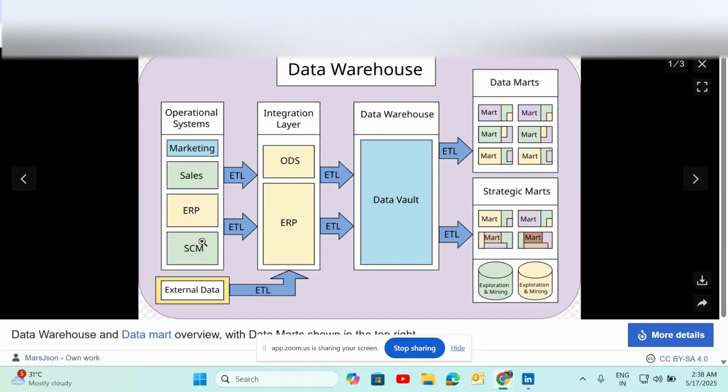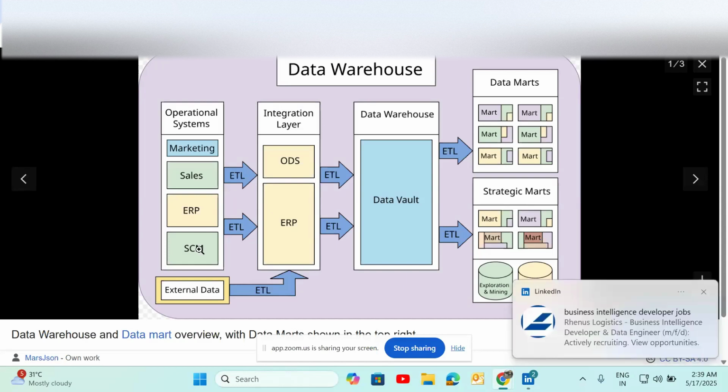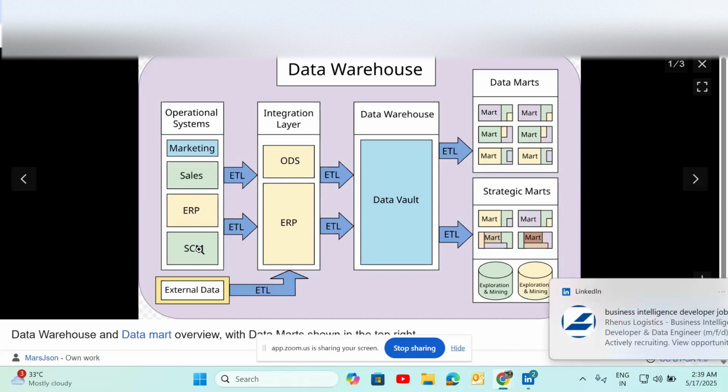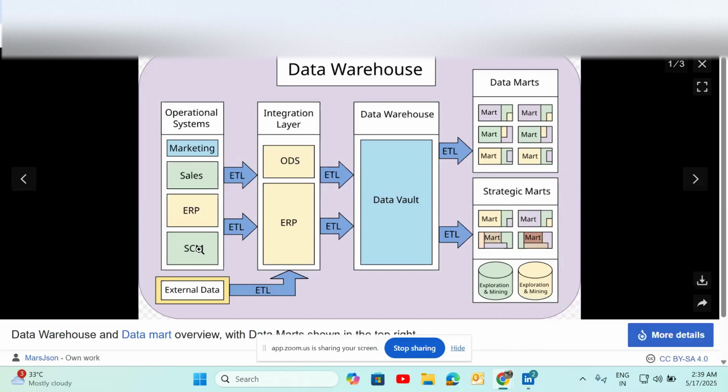No, now in this diagram you can understand the operation system. What is our source system? This is my department. Let's back up a little bit first of all. Wait, first of all, what do you understand in this scenario? This is the data warehouse. What is the operational system? I will explain the integration layer, data warehouse, data marts. What are the operational systems? Marketing, sales, ERP, SCM, whatever you have any idea, external data.